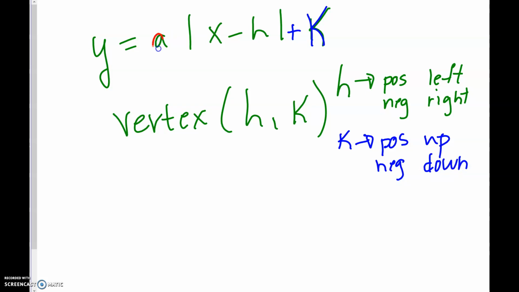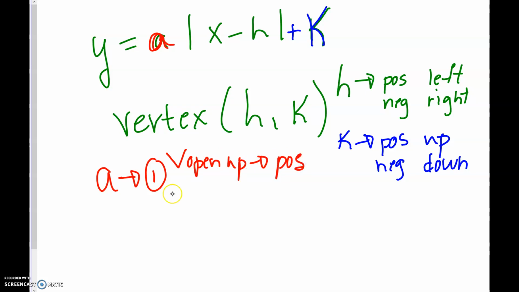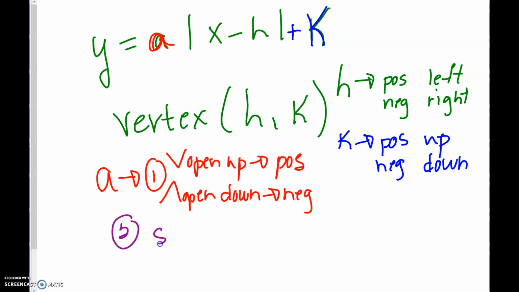And then last but not least, we have this a value, or the number in front. The a value tells us two things. It tells us if the v opens up, and that's if it is a positive number, and your v opens down if it's negative. And the other thing that this a value tells us is if it is a shrink or a stretch. So the test tomorrow is going to be telling us all of those.